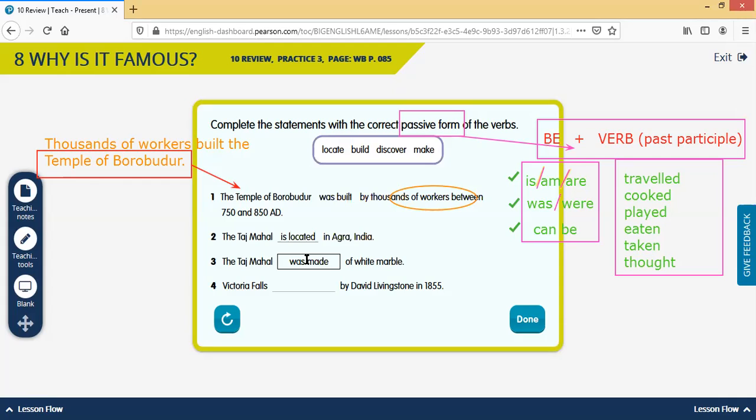Oh, sorry. It was made of white marble, okay? And it still is made of white marble. So we have to make the decision. Is it is or was? We're going to say is made, because it continues to be made, all right? It was built, sorry, I got confused a little bit there. It was built with marble, but it's still made of white marble.